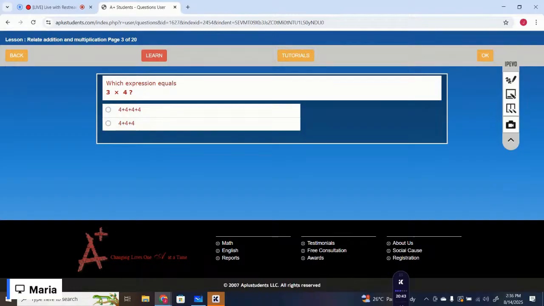That is adding 4 three times. Option number 2 is the correct option. That is 4 plus 4 plus 4.